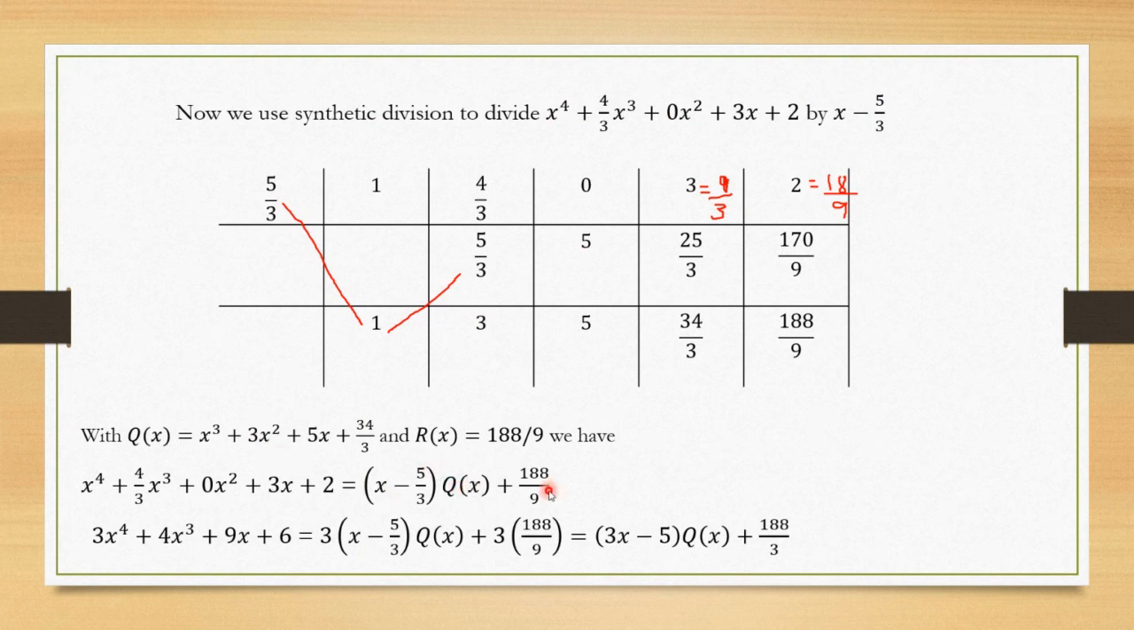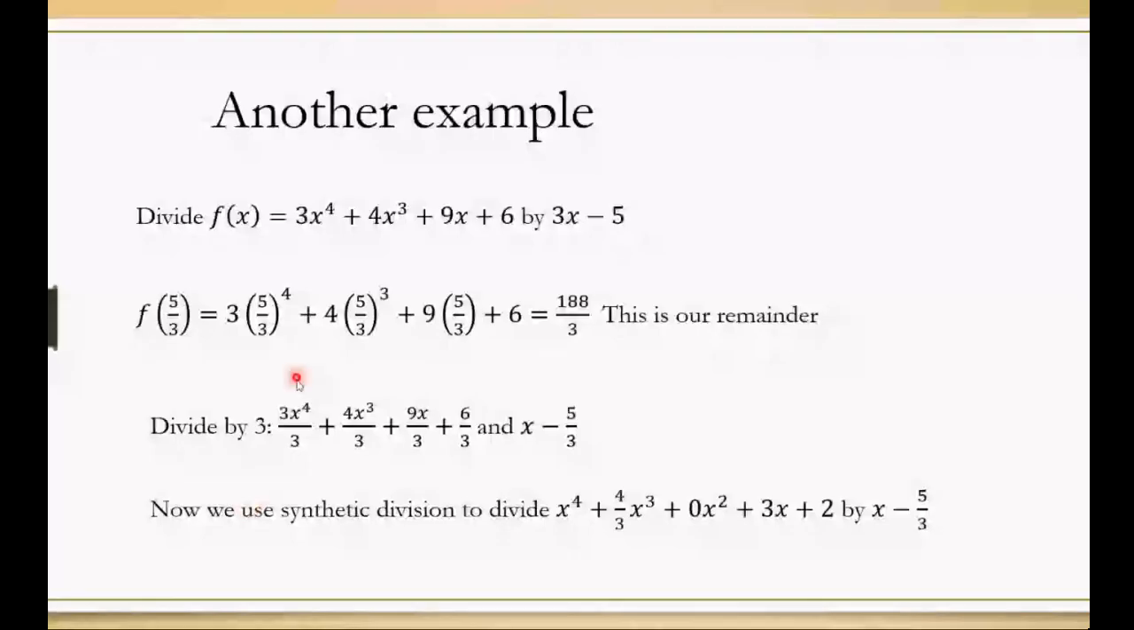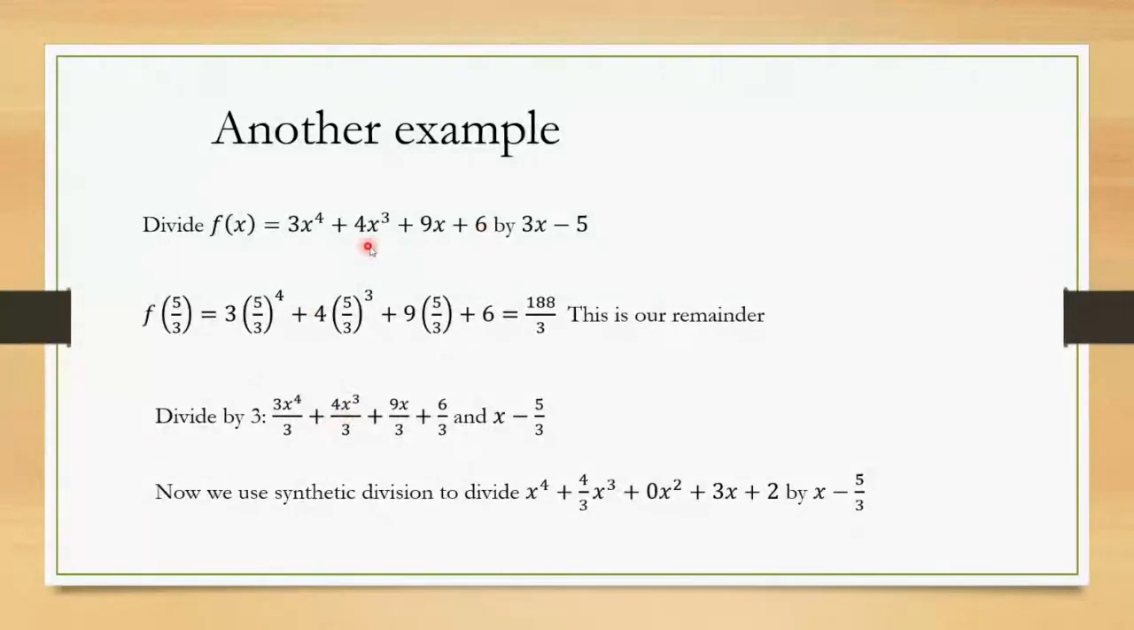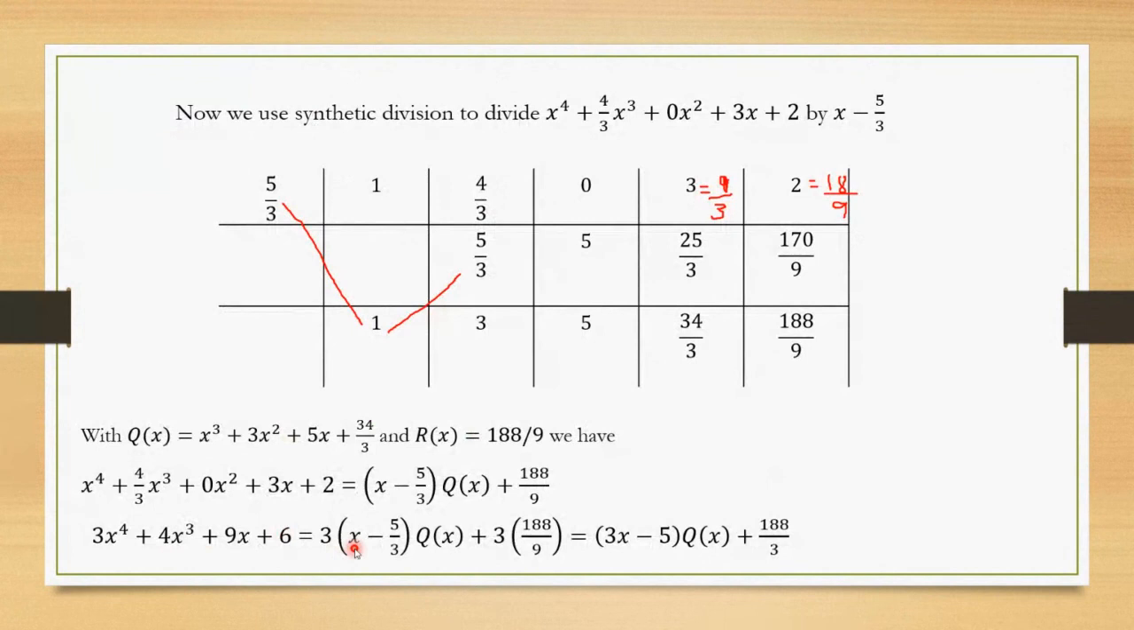Again, remember how we divided by 3 at the beginning? We're going to multiply both sides by 3. That's how I got from here to here. I multiplied both sides by 3. So if I multiply the left-hand side by 3, we get what we started with. You can see, you get 3 times this, you distribute. That's how you get 3x minus 5. And we have 3 times this, which is our remainder.